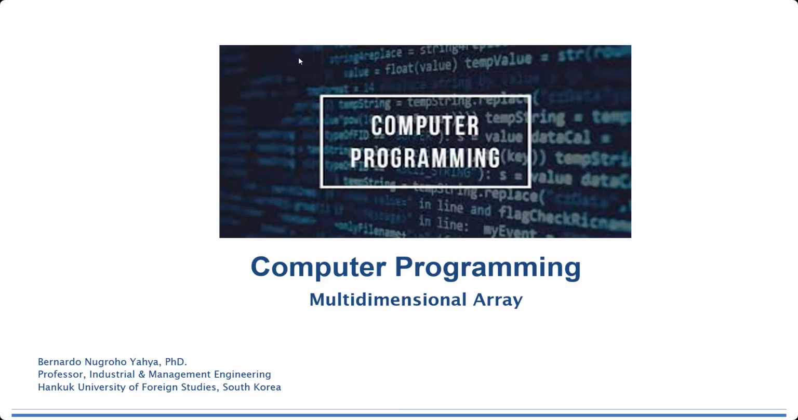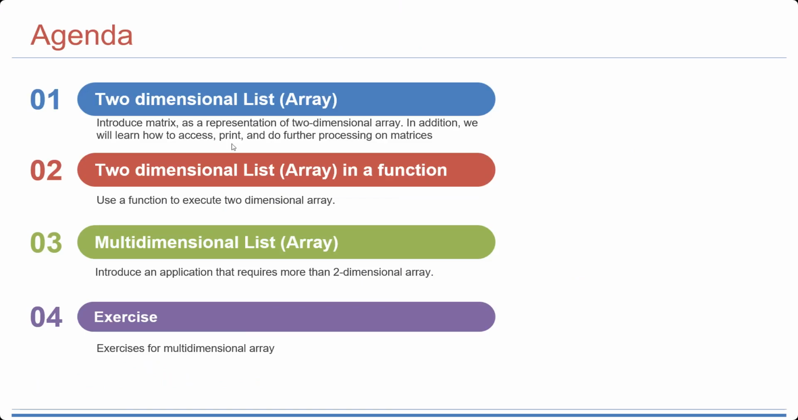Today I'm going to explain about multi-dimensional array. So what is multi-dimensional array? There are three sections that I want to explain to you. The first is about two-dimensional list or array. In particular, I'm going to use list because list is one of the easiest data structures for showing about array.